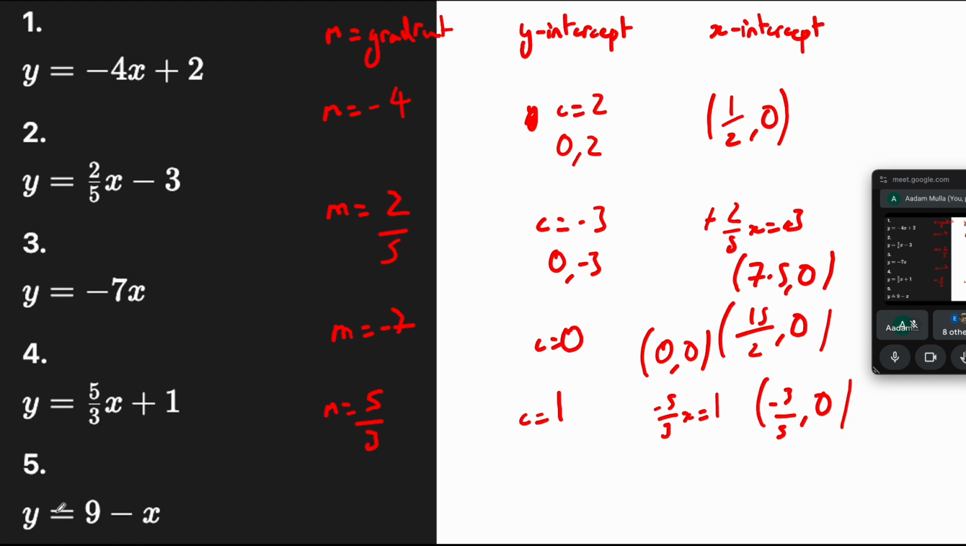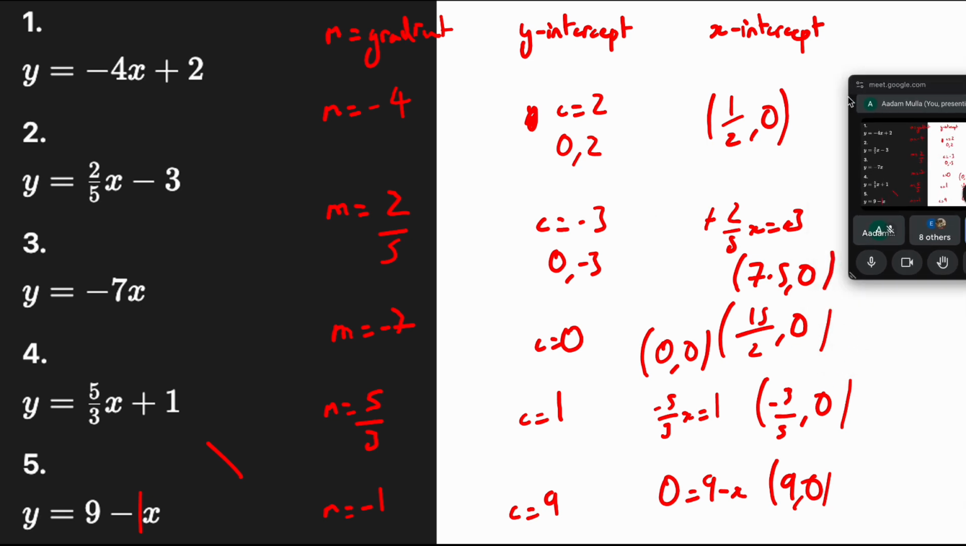For this last one, it's not in the form y equals mx plus c. All you would need to do is swap these two around if you really needed to. But the coefficient of the x is negative 1. So the gradient is negative 1, it'd be going down. And it's a y-intercept of 9, so c would be equal to 9. If I substitute 0 in, so 0 equals 9 minus x. So x is 9, so that would be 9, 0. So that's all the answers to that. I'll just give you 10 seconds just to mark it.